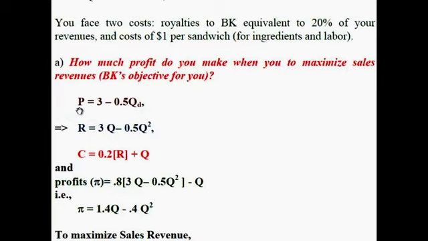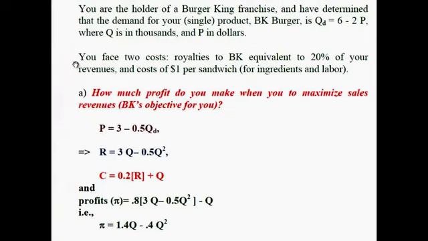And in order to get to the revenue, I multiply the price by quantity. So from this equation, I multiply each side by Q, because revenue is price times quantity. So I multiply on the left-hand side and I get R, revenue, which is P times Q. I multiply by Q on the right-hand side and I get 3Q minus 0.5Q squared. I point out that the costs are twofold. First, the cost of production, $1 per sandwich, and then the royalty costs, which is 20% of the revenues that the franchisee makes.